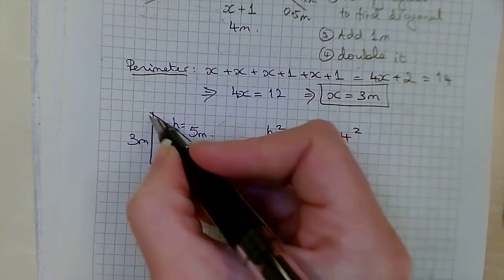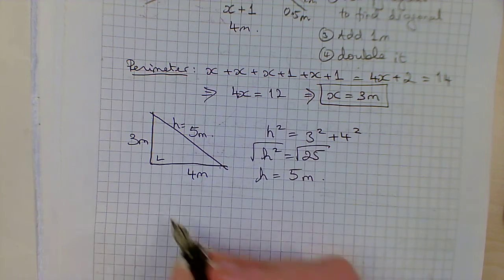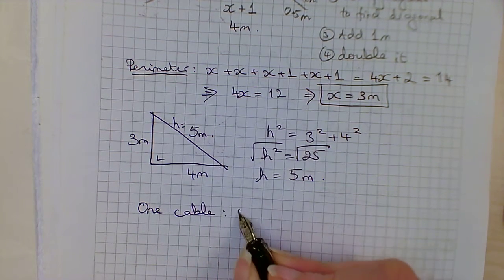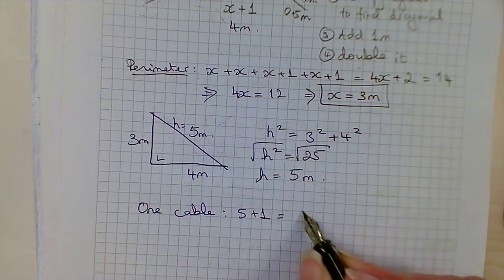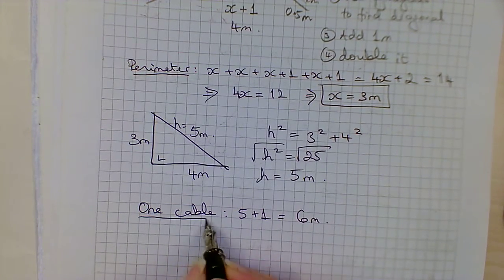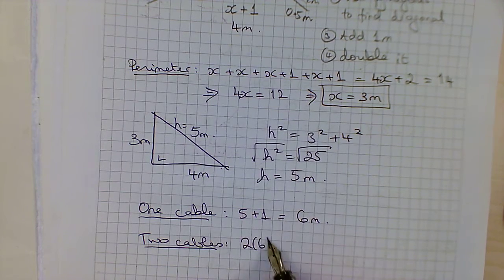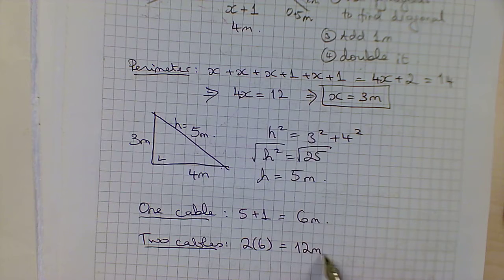Okay, so now I know this diagonal. I said I need to add 1 meter, so 1 cable has a length of 5 plus 1, 6 meters, and 2 cables will be double that, 2 by 6, which is 12 meters.